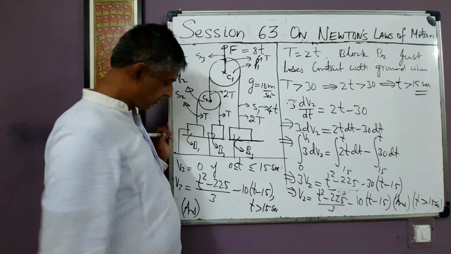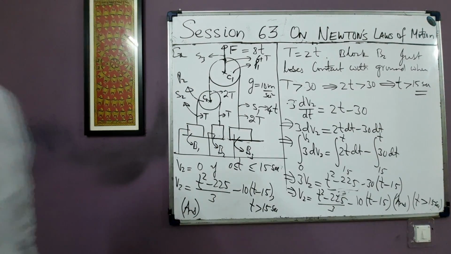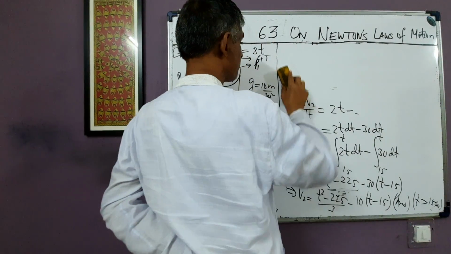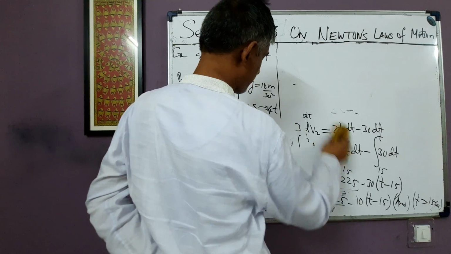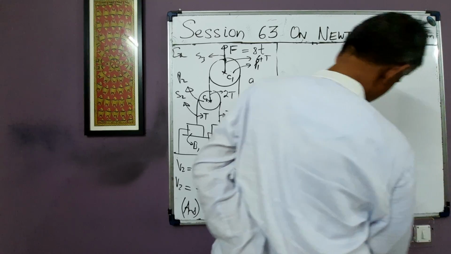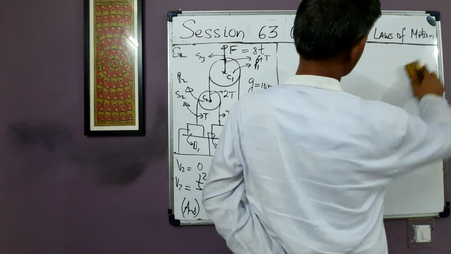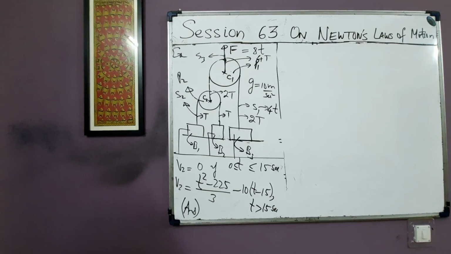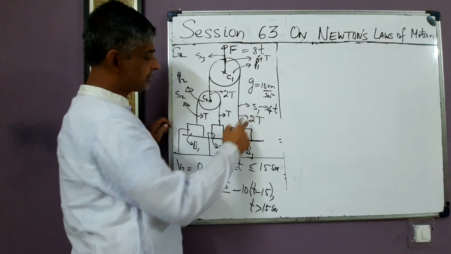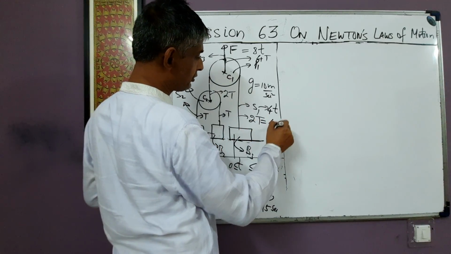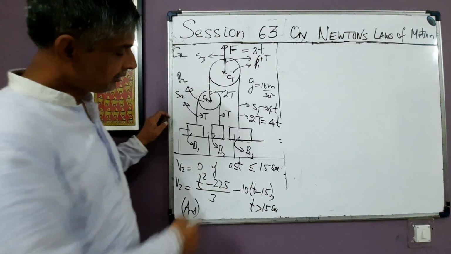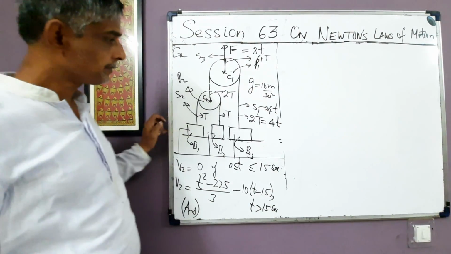Now I take the case of block B3. Tension in the string S1 attached to block B3 is 2T, that is simply equal to 40. Weight of block B3 is given to be 6 kg. Its weight is 60 Newton in downward direction, g is 10.